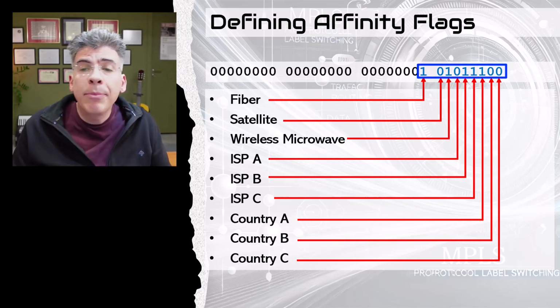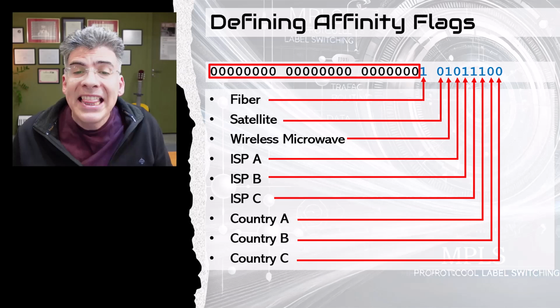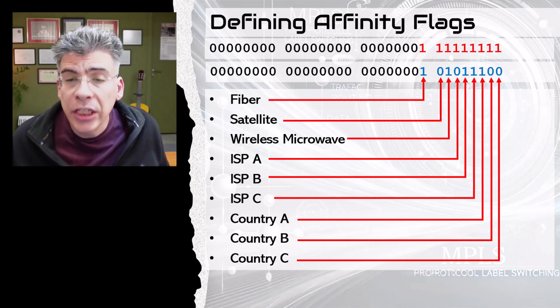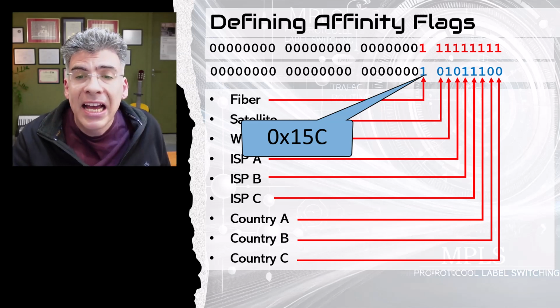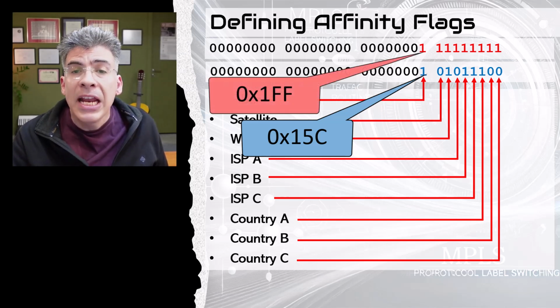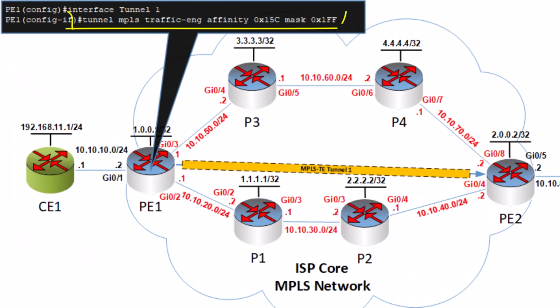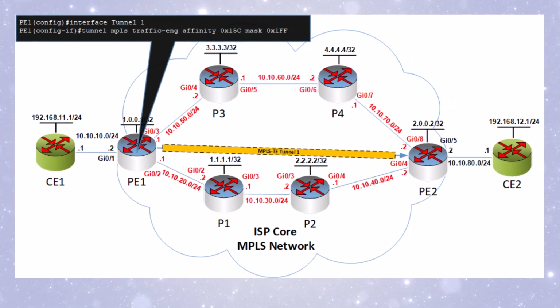And since we only care about these 9 last bits, and the rest we don't care about, then this is the affinity mask that we would use. All of this here results in a hex value of 15C for our affinity constraints and an affinity mask of 1FF. Now we configure these values in the PE1 router tunnel configuration like so. And that's it. The result is that the CSPF algorithm will use these values along with the affinity values indicated on the various routers along the path to determine the path the LSP will take.